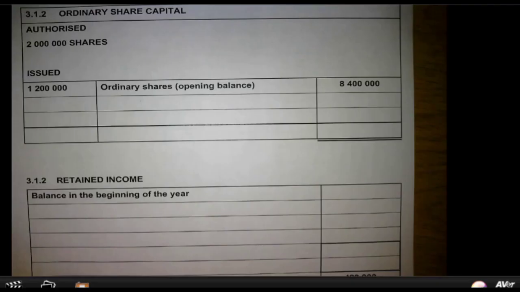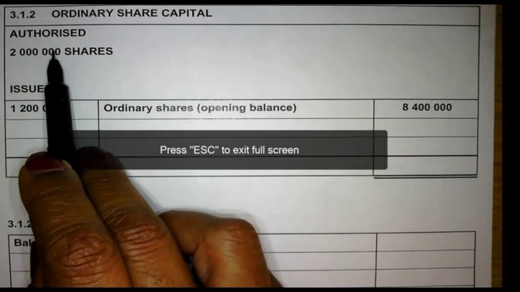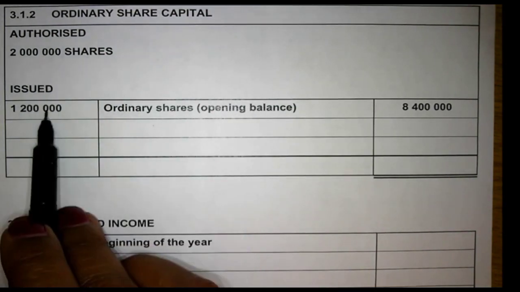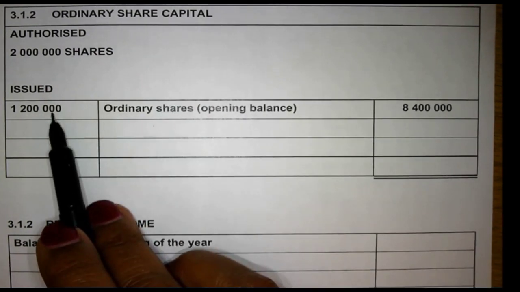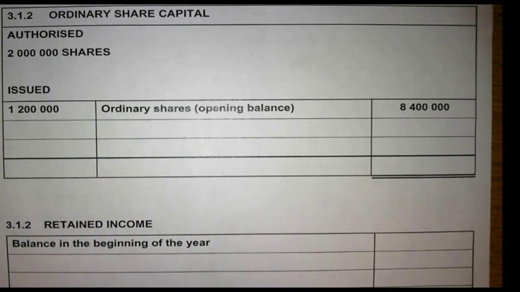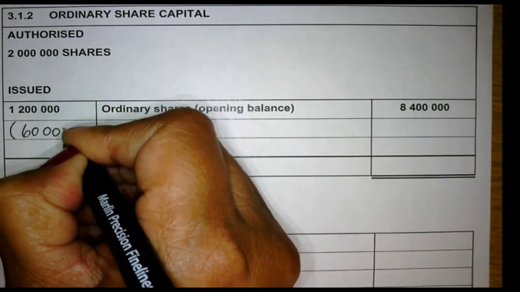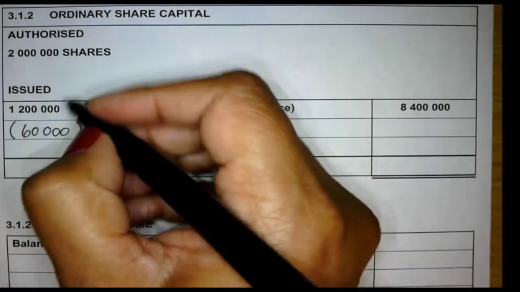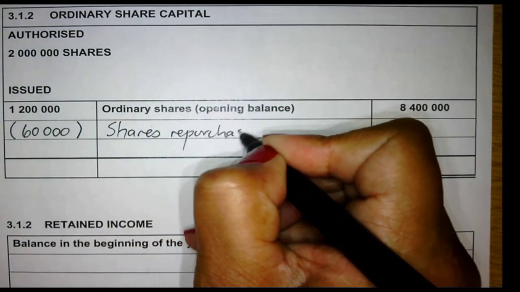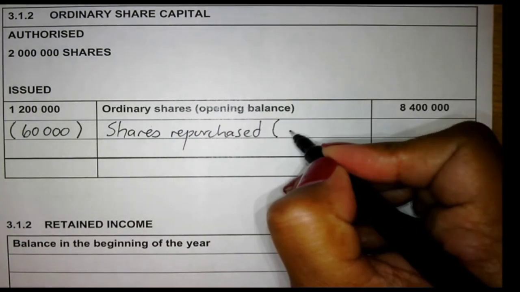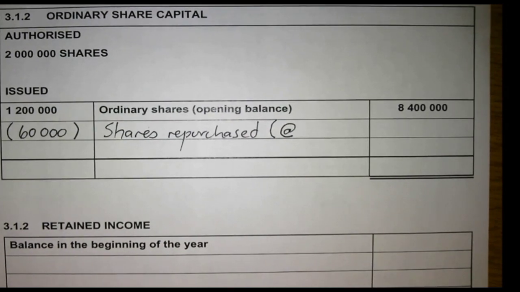Okay, so let's go. There they've given me the opening balance. That is 60% of that. And I've got 8,400,000 as an opening balance. And at the time, I had 1,200,000 shares. I repurchased 60,000 shares. And I'm going to pause there. I repurchased 60,000 shares at.